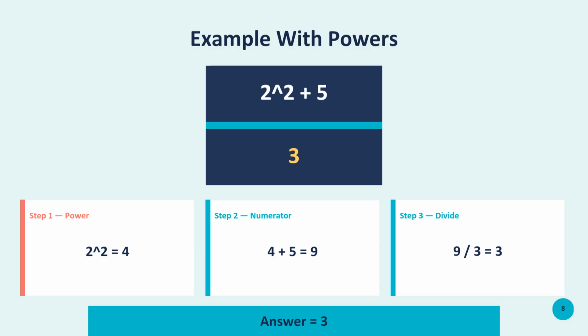Now with powers included. 2 squared plus 5, all divided by 3. Power first. 2 squared is 4, then the numerator. 4 plus 5 equals 9. Then divide. 9 divided by 3 equals 3.